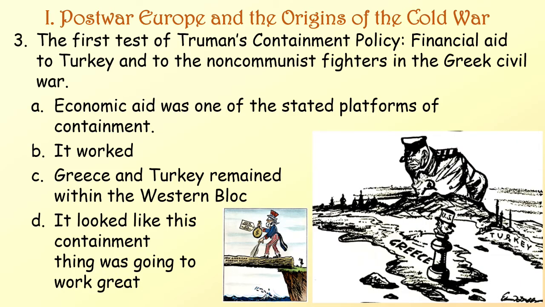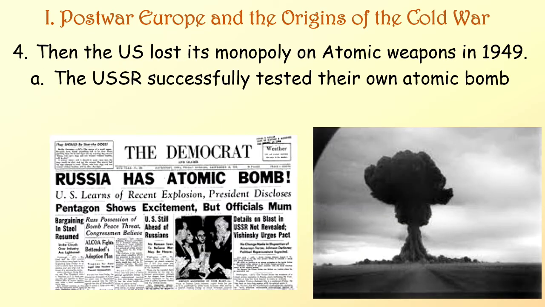The first test of Truman's containment policy: financial aid to Turkey and to the non-communist fighters in the Greek Civil War. Economic aid was one of the stated platforms of containment, and it worked. Greece and Turkey remained within the Western Bloc, and it looked like this containment idea was going to work great. Then the U.S. lost its monopoly on atomic weapons in 1949. The USSR successfully tested their own atomic bomb.